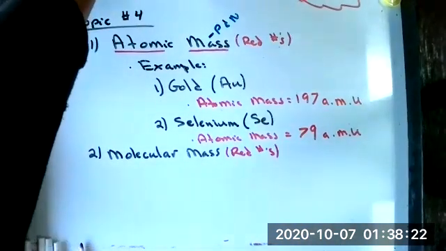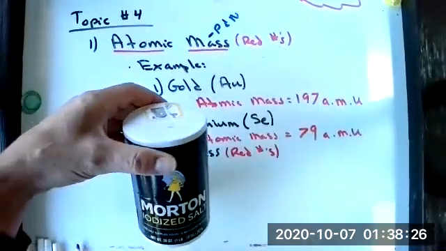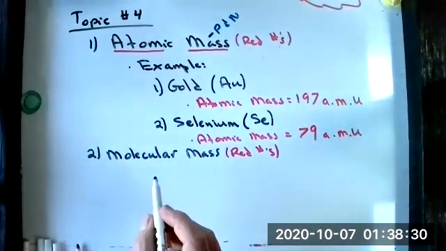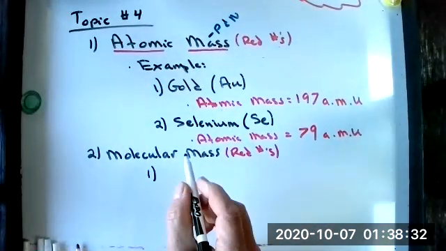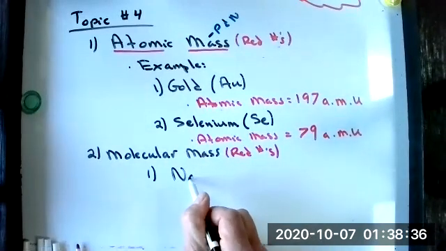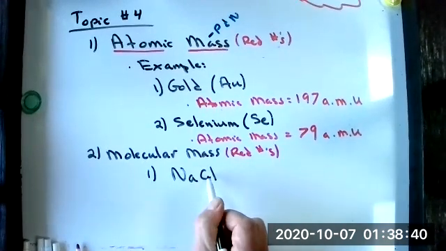All right, well, let's use good old table salt from my pantry. Now look at the difference. It's not just one element. Table salt is composed of 2. We have a sodium and a chlorine. I just need to get the red numbers and add them together for these two guys.